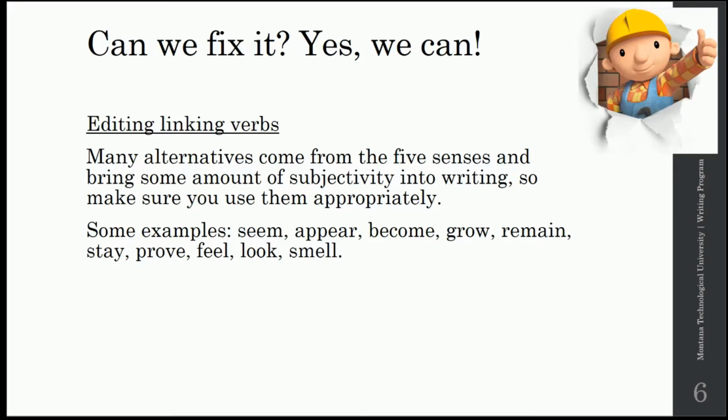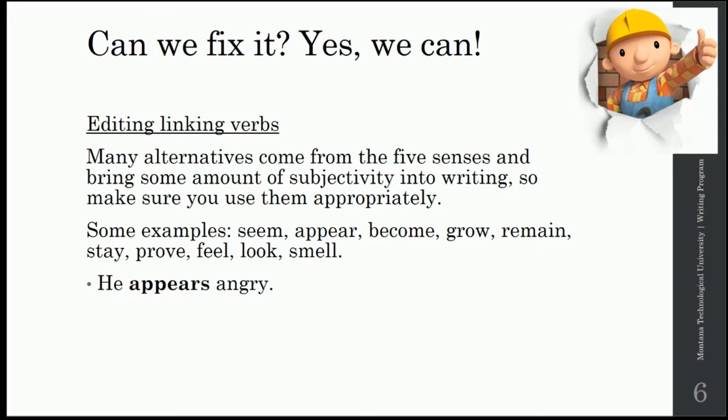One is look at linking verbs. In these, you want to think about senses. Okay? Can you see it? Can you touch it? Can you taste it? Can you smell it? And so forth. You have 5 senses. So some examples are listed here. Switch out your to be verbs for something that appears in this list.